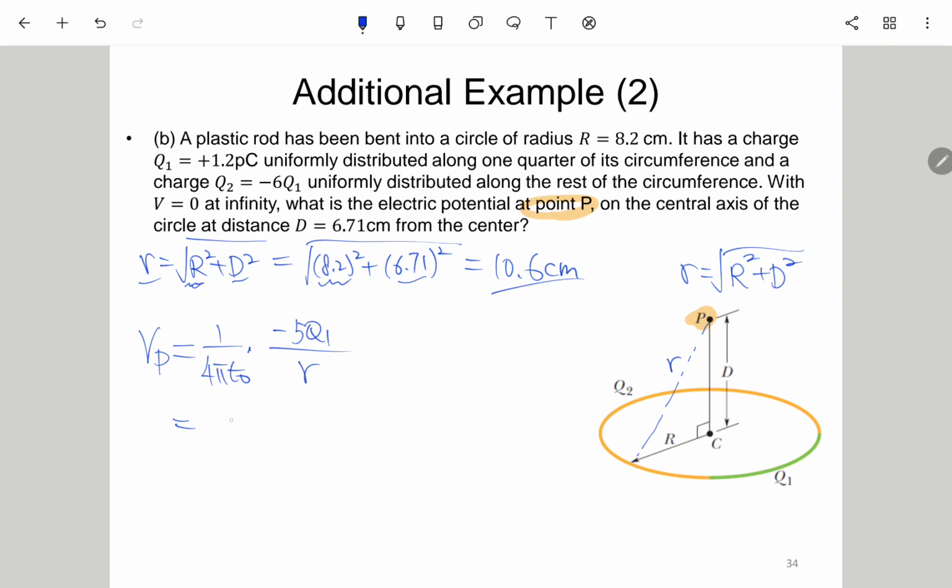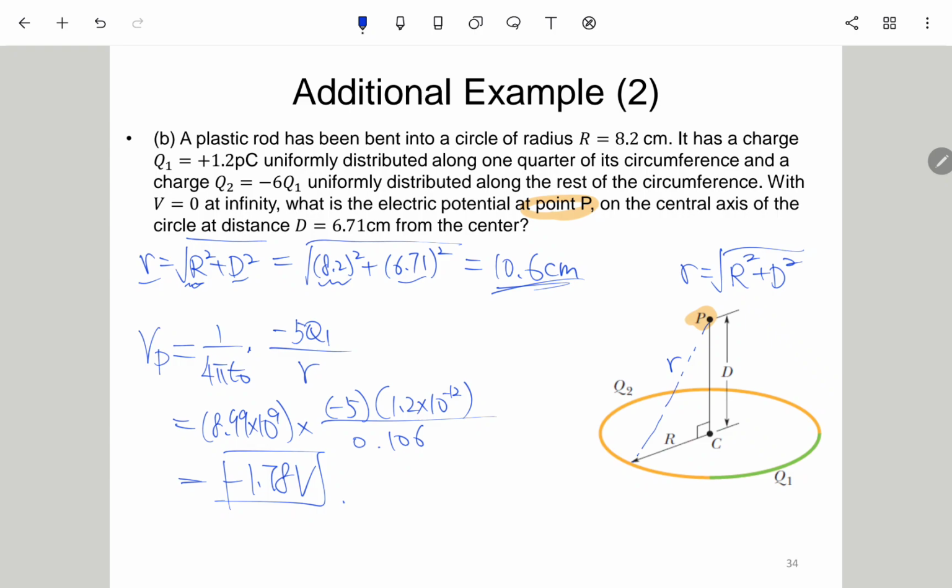So here we can plug in the numbers. This is 8.99 times 10 to the 9th power, times negative 5 times 1.2 times 10 to negative 12, over this 10.6, 0.106. So this is negative 1.78 volt. Okay, so this is it.